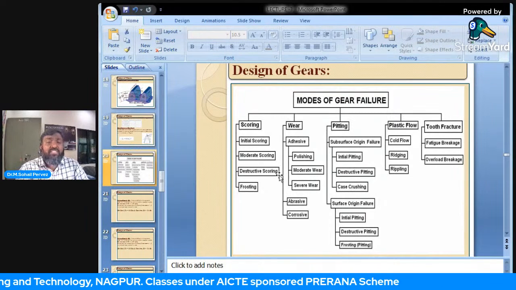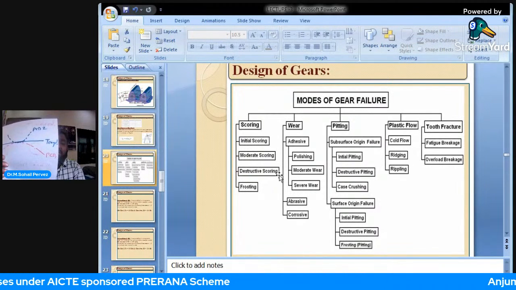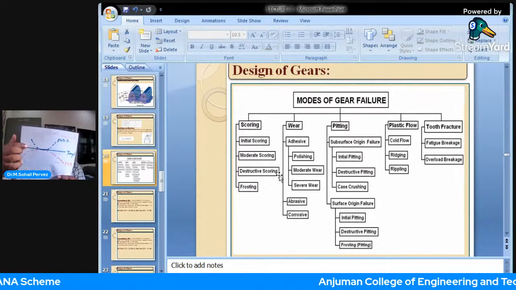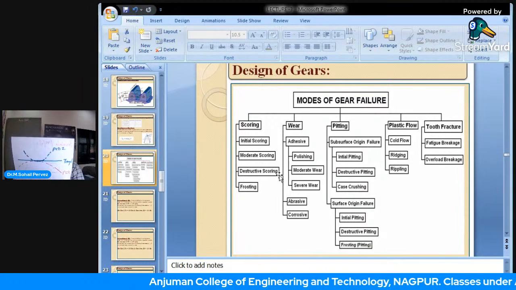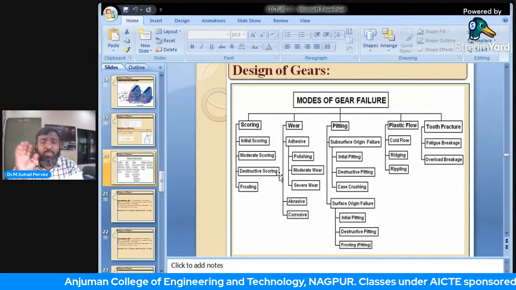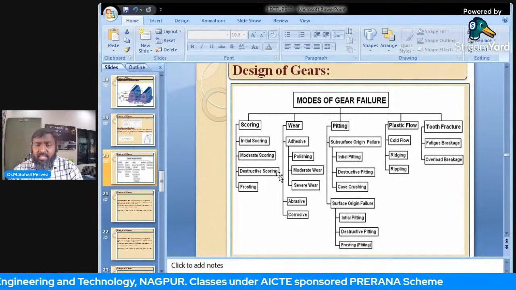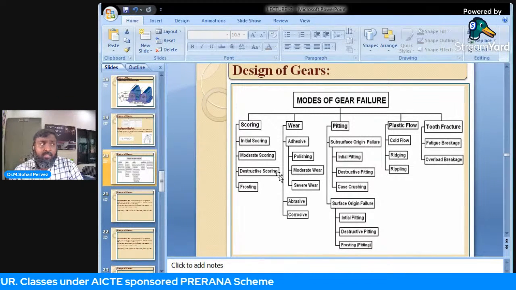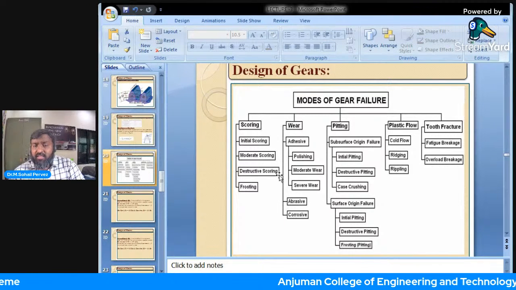If the PCDs are in contact with each other and a common tangent passes through the interface, that's it. If that is followed, then no problem. Otherwise, all these gear failures may occur. Wear will be there. Scoring will be there.